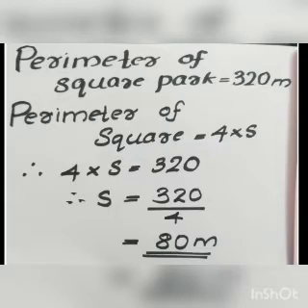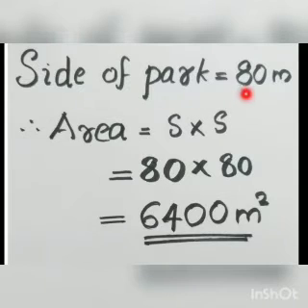If you find the side, how can you find the area? Side of park is 80 meter, we found now. Then area is side into side, which is equal to 80 into 80, that is 6,400 meter square. See, when you are writing the unit in perimeter, you will write meter only, but when it is area, you have to write square meter. So how do you find the area? When side is understood, you can find the area.